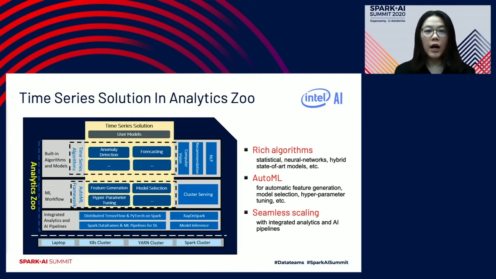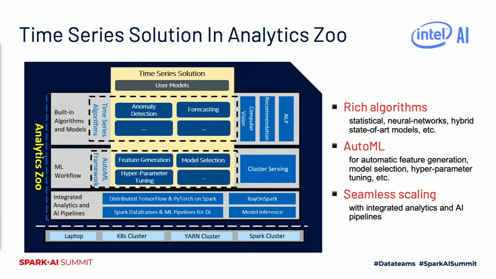Okay, so this is a high-level overview of the time series support in the Analytics Zoo project. And the time series solution part is highlighted in yellow. At the bottom part, there is a general AutoML framework which provides abstractions of machine learning pipeline stages and automates processes such as feature generation, model selection, and hyperparameter tuning. On top of that, we provide algorithms and models specifically for time series, including forecasting and anomaly detection. And then our users can build their own applications on top of these for their different usage scenarios.